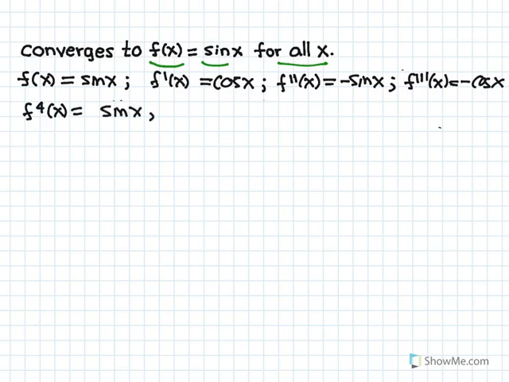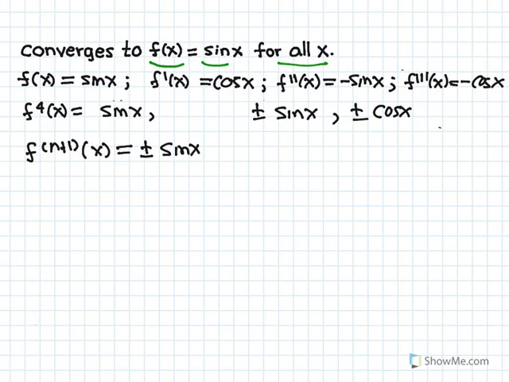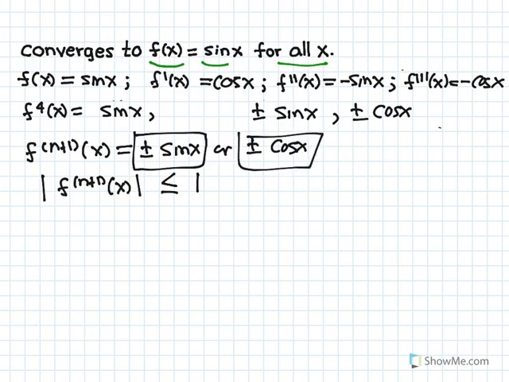Now clearly, all the derivatives alternate between plus or minus sine x or plus or minus cosine x. So the n plus 1th derivative of the function is equal to either plus or minus sine x or plus or minus cos x. In either case, the absolute value of the n plus 1th derivative, evaluated at x, is going to be less than or equal to 1. Why is that? Because for plus or minus sine x or plus or minus cos x, the biggest the absolute value can be is 1. Cosine and sine can never exceed 1.